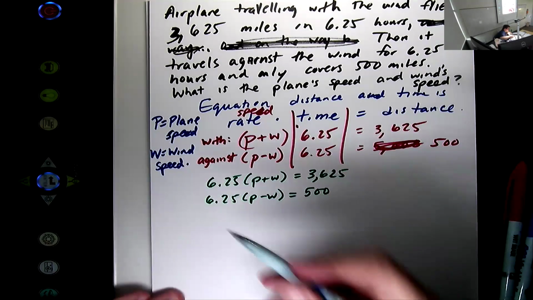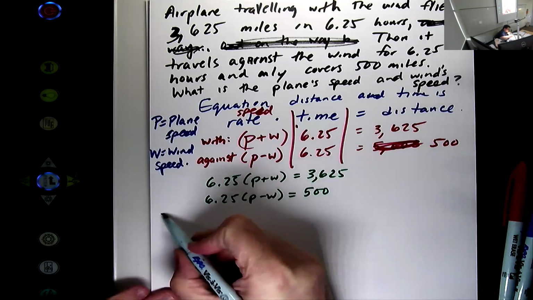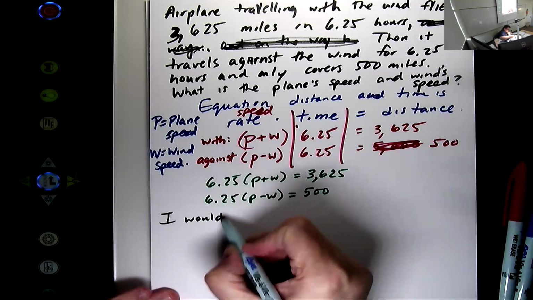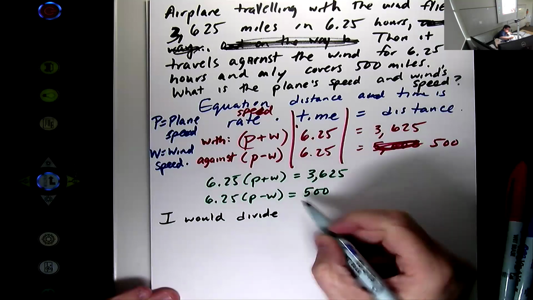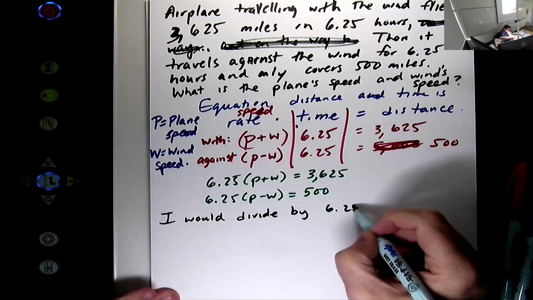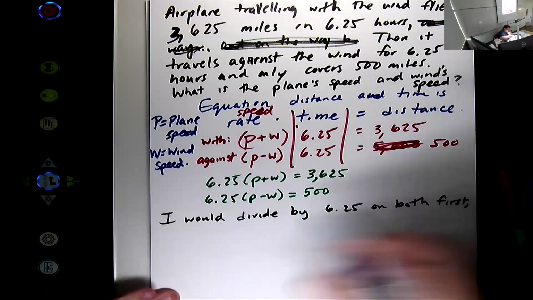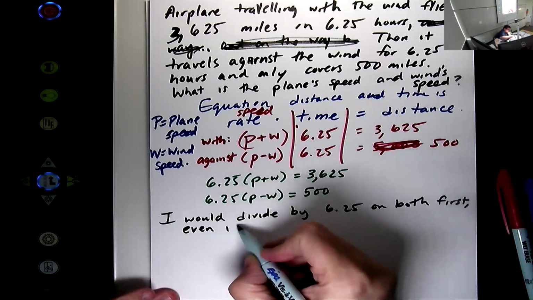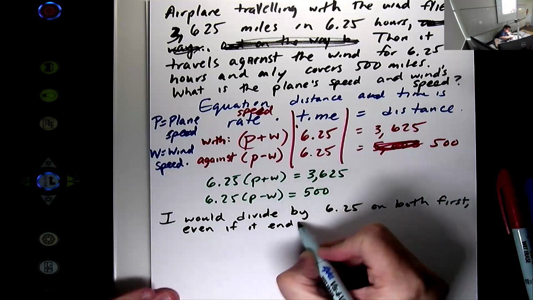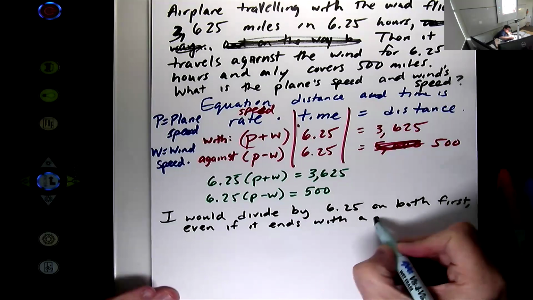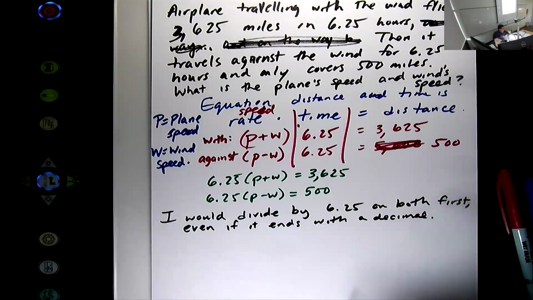If I were going to solve this, I would divide by 6.25 on both sides first, even if it ends up with a decimal. Because then I just have P plus W and P minus W, and that adds together really well and really easy, and all the coefficients are small. It's beautiful.